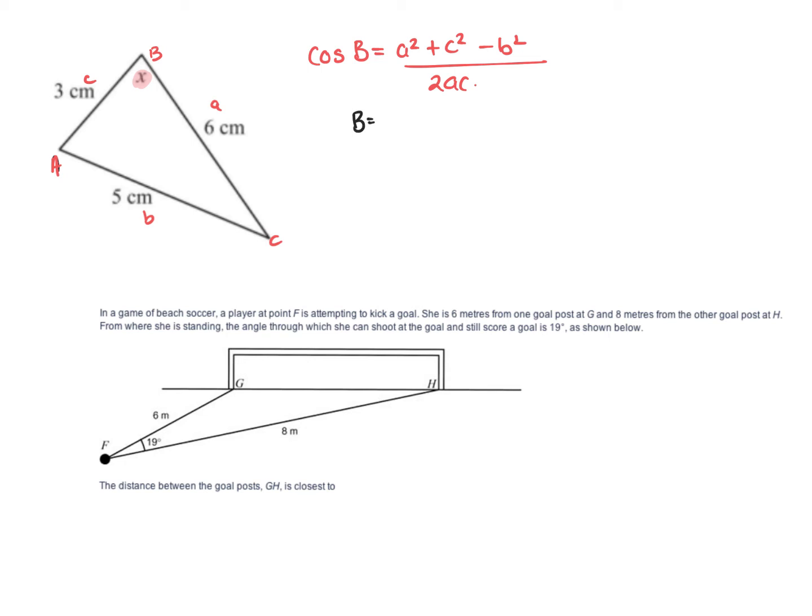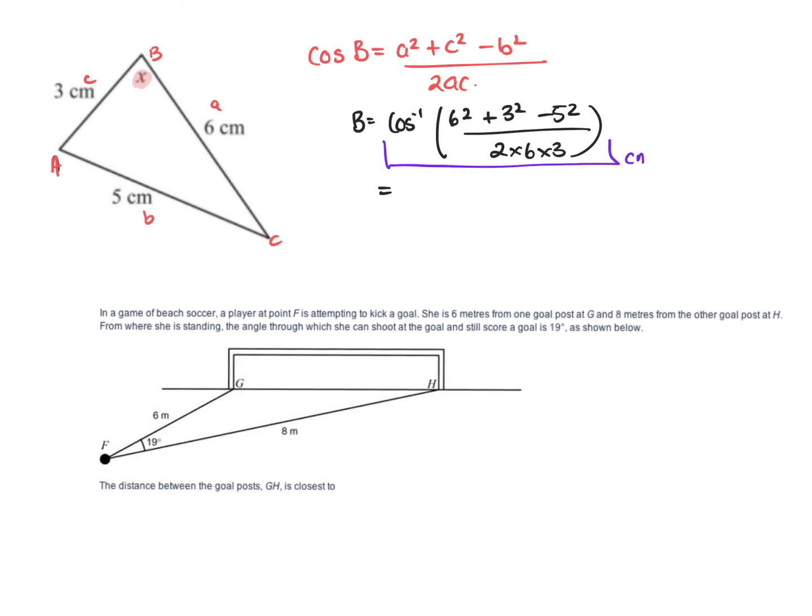So B is actually going to equal inverse cos of 6 squared plus 3 squared minus 5 squared over 2 times 6 times 3. And you just have to type this bit into the calc, okay? So if we do that, we get B to equal 56 degrees. And that looks good in the diagram. It looks like it's under 90, so I'm pretty happy with that.